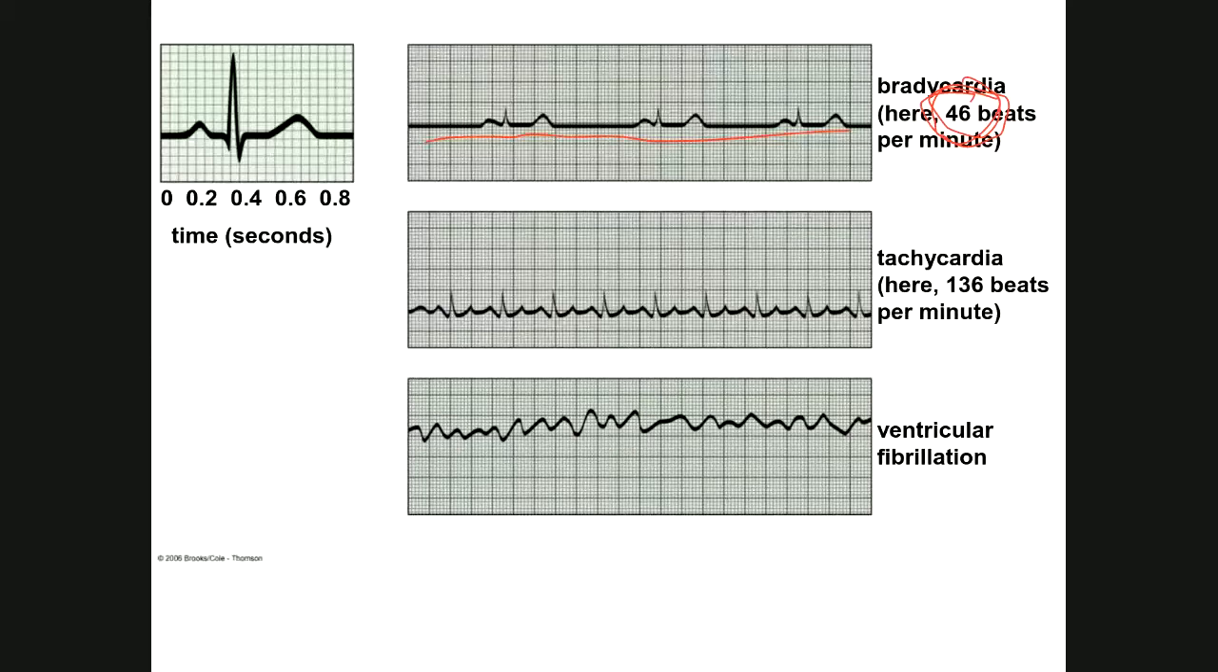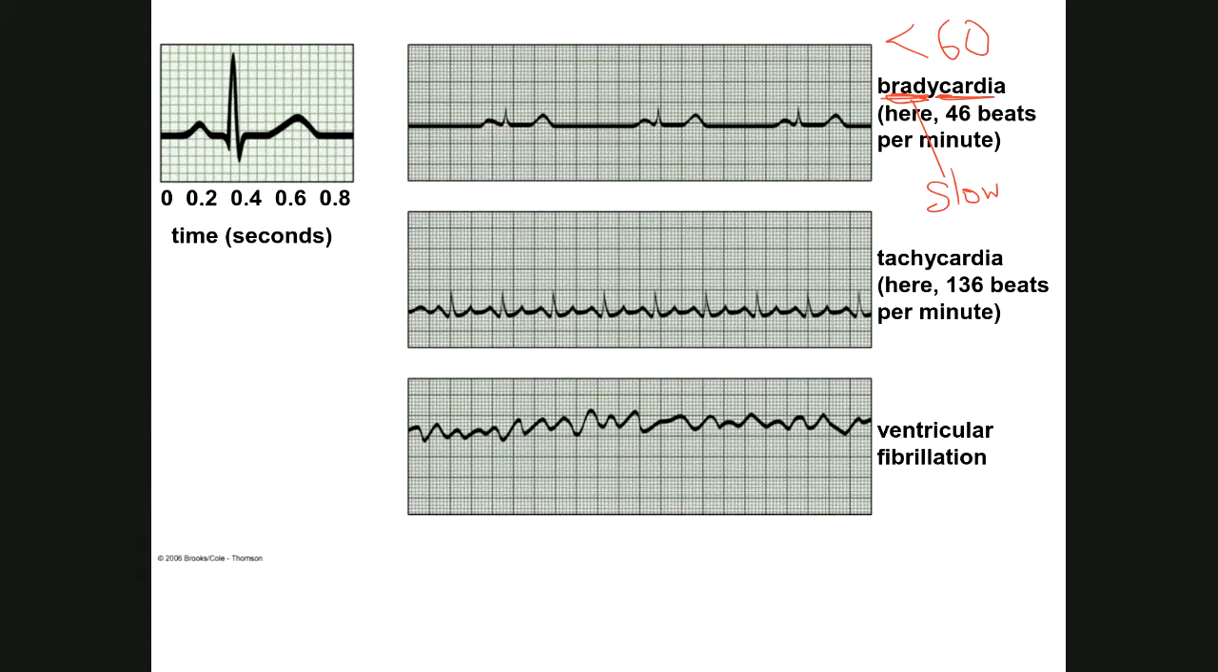Now, for some people, that's normal. But for most people, less than 60 is considered abnormal. And there's a word for it. It's called bradycardia. Brady means slow. So this person's heart rate is slower than it should be.